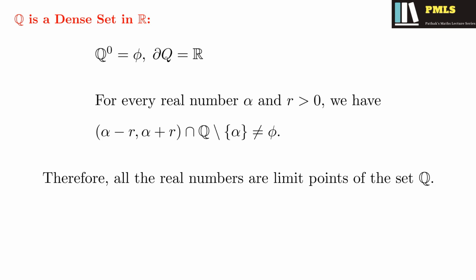Therefore, by the definition of limit points, every real number, that is, all the elements of the metric space R, is a limit point of Q. And therefore, we may conclude that Q is a dense subset of R, or Q is dense in R, or Q is a dense set in R.